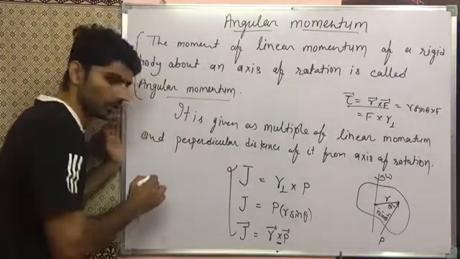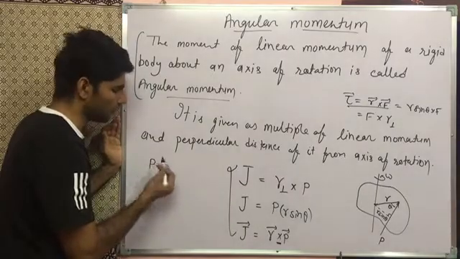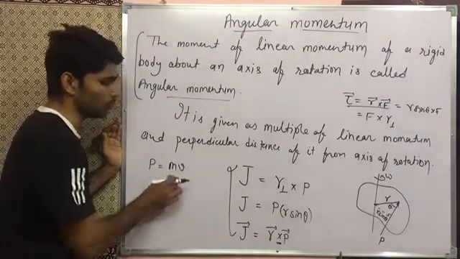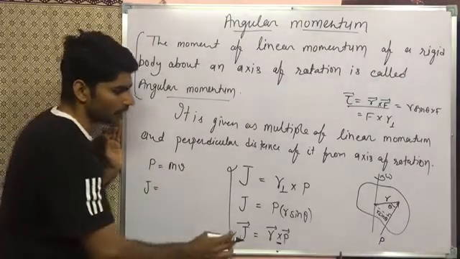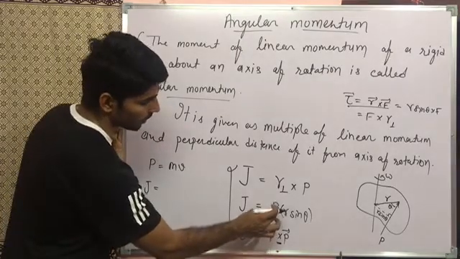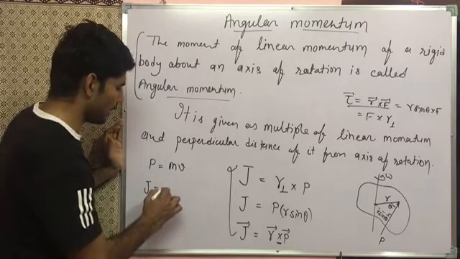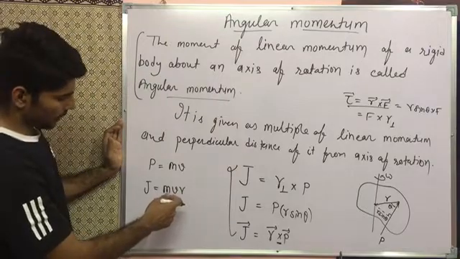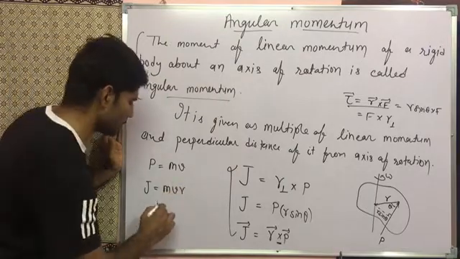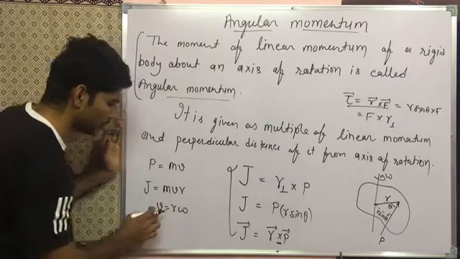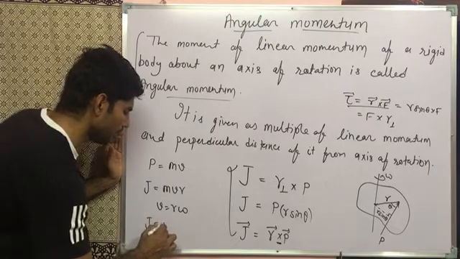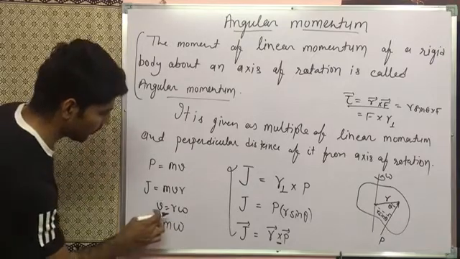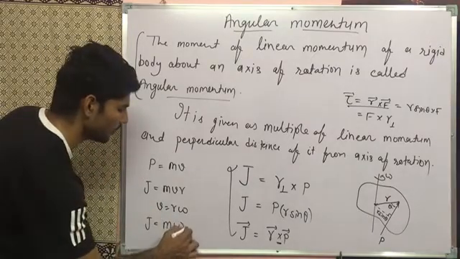Now we derive: we know that the value of p is mass into velocity. When we put it in this formula, we get J equals mvr. Now we can write the angular momentum: we know that v equals r omega. So when we put the value of v, J becomes m omega into r square.